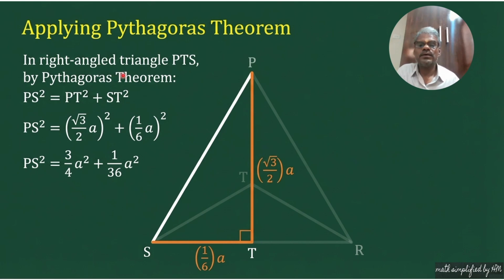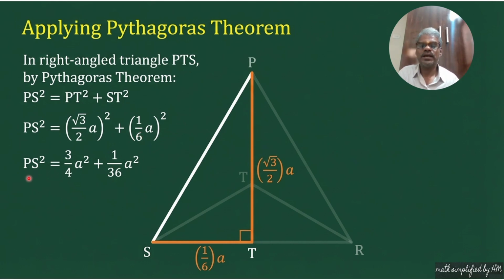In right angle triangle PTS, by Pythagoras theorem, PS square is equal to PT square plus ST square. Now we have PT is equal to root 3 by 2A and ST is equal to 1 upon 6 into A. Therefore, we get PS square is equal to (root 3 upon 2 into A) bracket square plus (1 upon 6 into A) bracket square.